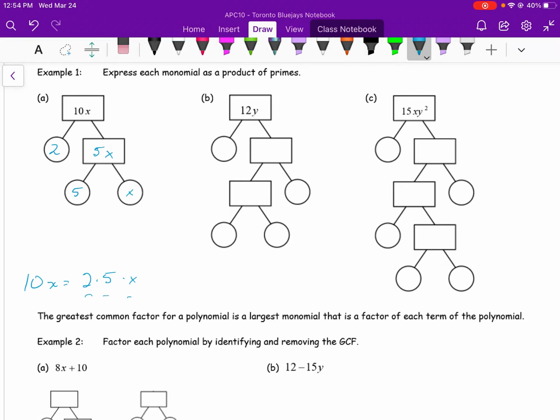All right, continue on with the first example B. If I take 12 and I split 12 into its factors, I think probably the easiest factor to pull out would be 2. And it's weird we say pull out the factor of 2, but 2 times 6y definitely gives you 12y.